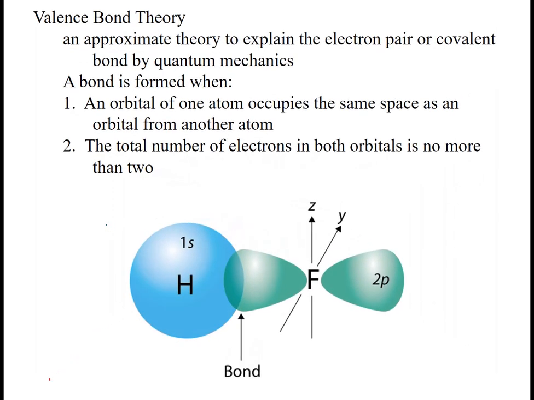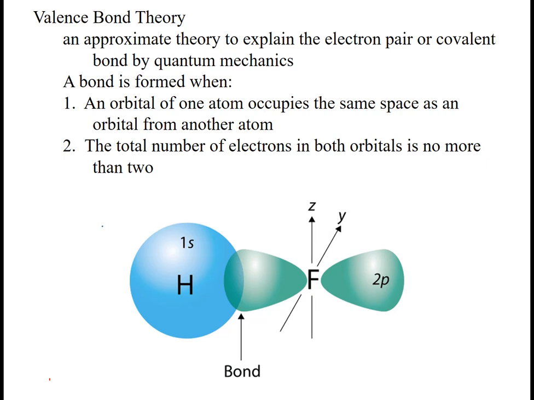Okay, this is section 10.3, valence bond theory. It is a theory to explain the electron pair or covalent bonds by quantum mechanics. Quantum mechanics basically is what we used in chapter 8 for the electron configuration. Okay, and so basically it has two parts.